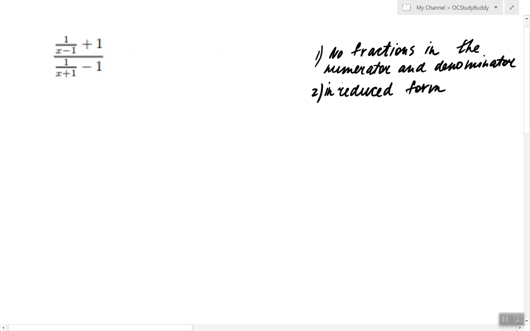Here we can easily see that the first condition is violated. We do have fractions in the numerator and the denominator. So how do we get rid of those fractions? How do we fix the issue with the first condition? We use the method called clear the fractions.